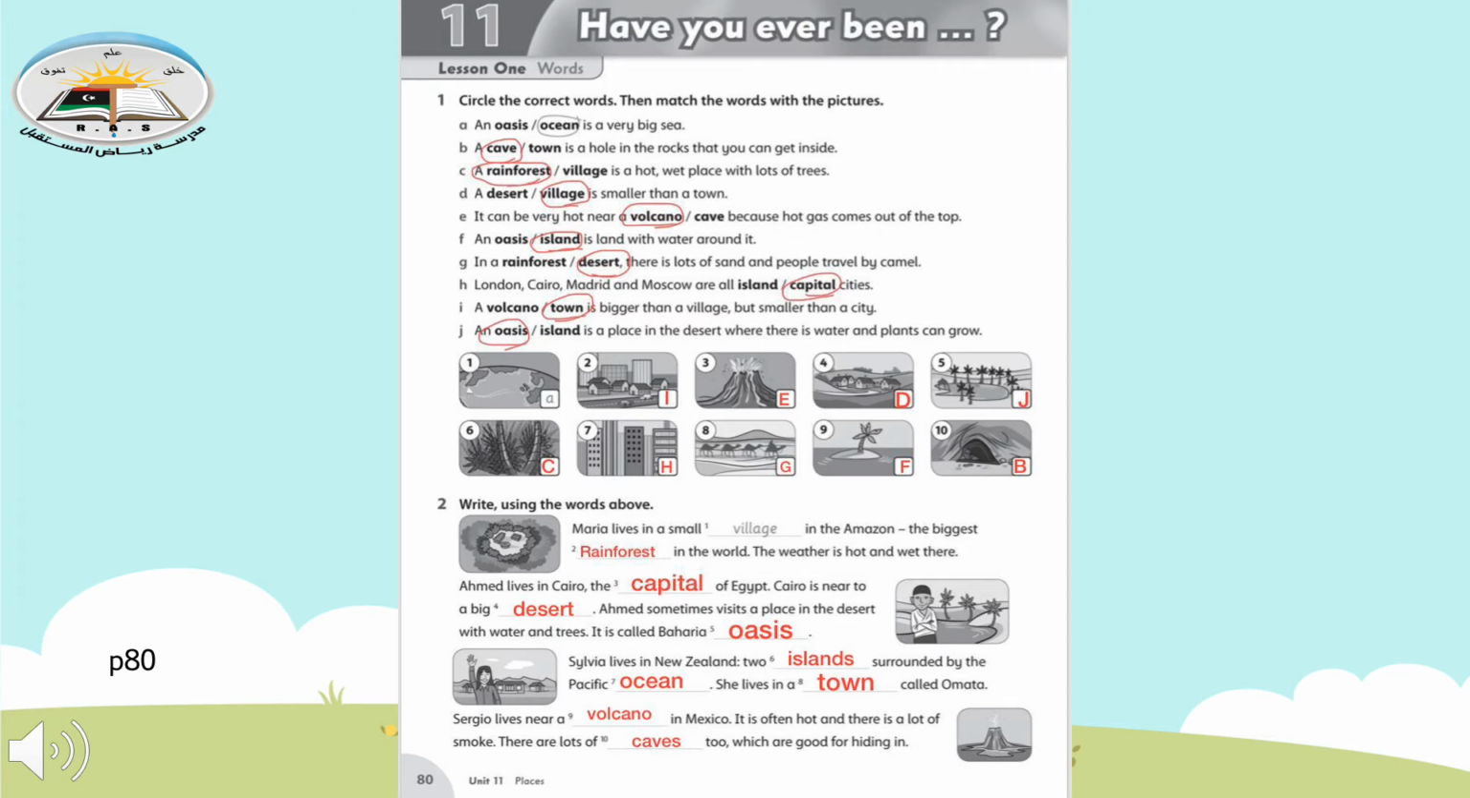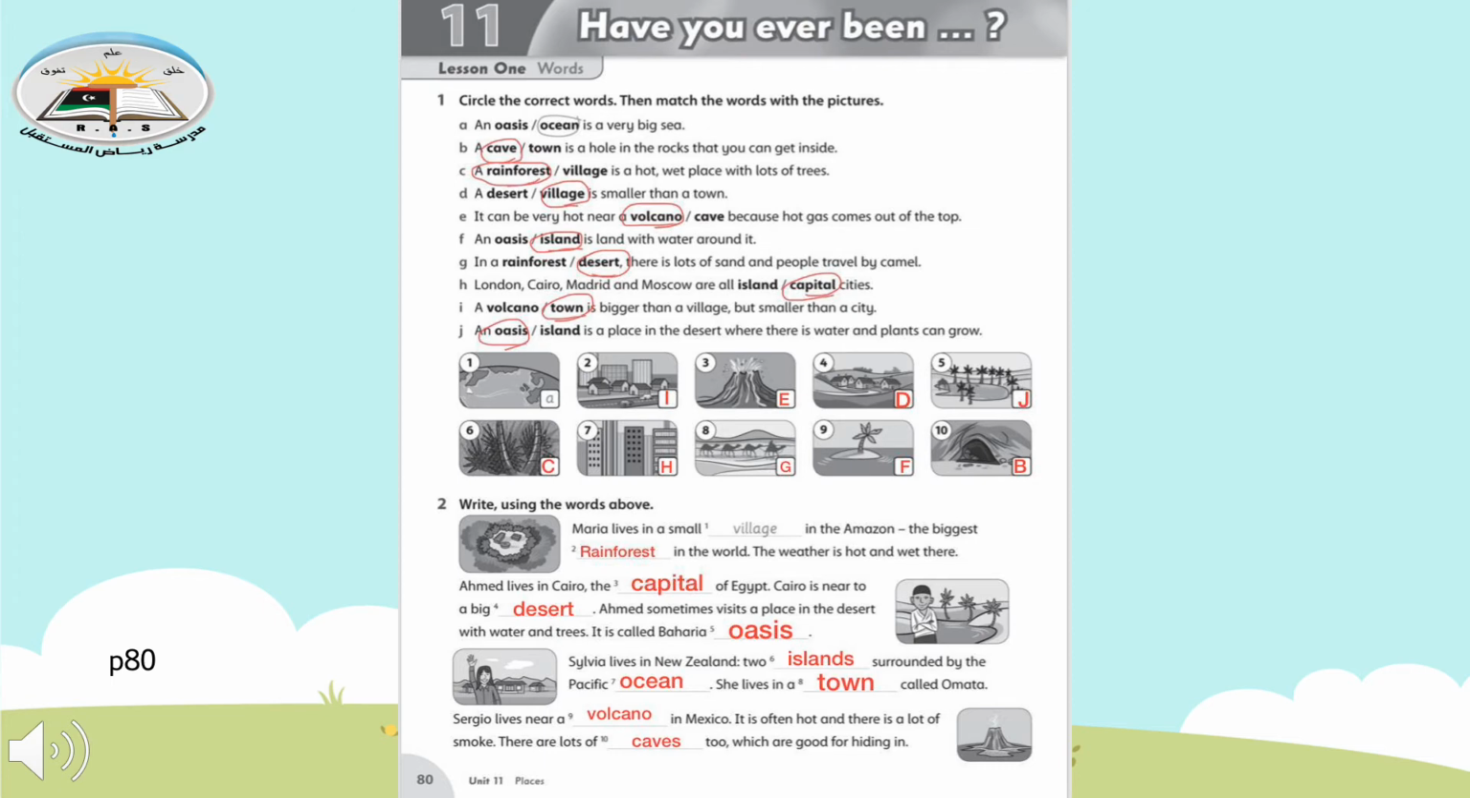So, we're going now to match the pictures. Number 1 takes A. Number 2 takes I, which is town. Number 3 takes E, which is volcano. Number 4 takes D, which is village. Number 5 takes J, which is an oasis. Number 6 takes C, which is a rainforest. Number 7 takes H, which is a capital city. Number 8 takes J. Number 9 takes F, which is an island. Number 10 takes B, which is a cave.